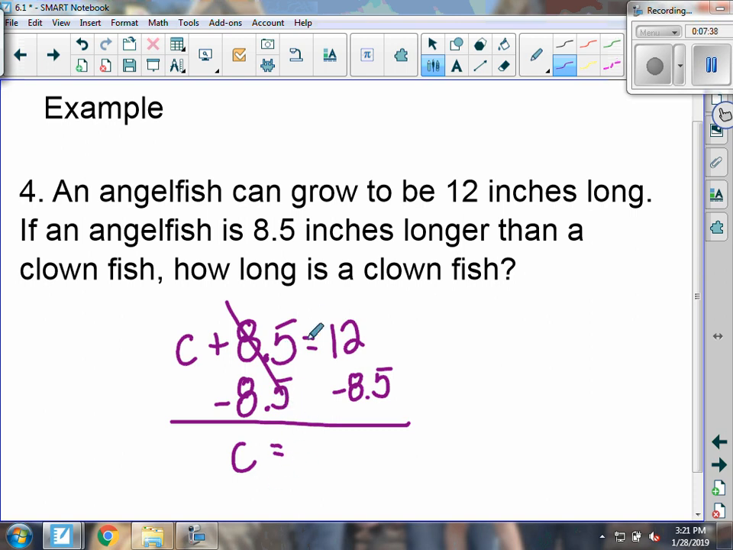Don't write your 0 down here. It's equal to 12 minus 8.5. You could work this out by hand, or if you have a calculator, we're using our calculators on this portion. So if I plug it into my calculator, I know that's 3.5. 3.5 what? Talking about inches. So the clownfish is 3.5 inches.